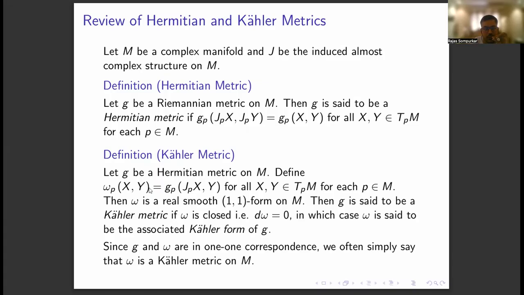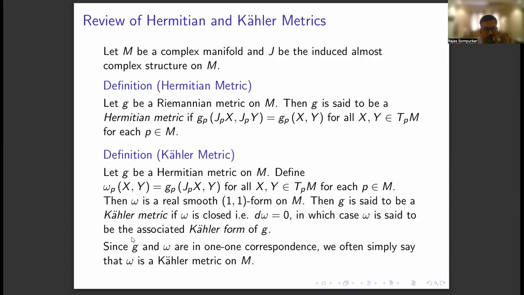And then for the Kähler condition, we take this real 2-form, which is defined in this way: omega of x comma y is equal to g of Jx comma y. So this will be an alternating, antisymmetric bilinear form, and then if this omega is closed, that is d omega is equal to 0, where d is the exterior differential, then g is said to be a Kähler metric, and omega is said to be the Kähler form associated with g.